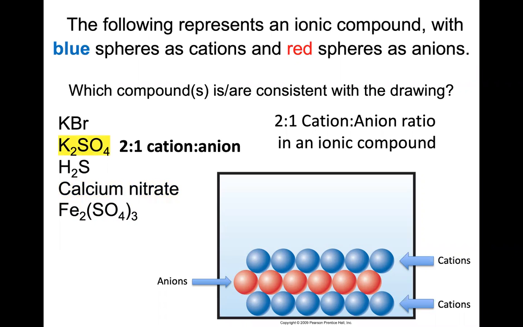I think the best example, the best answer within this is the potassium sulfate. Ionic compound in a 2-to-1 ratio of 2 cations for every 1 anion. I think that's the best choice here.